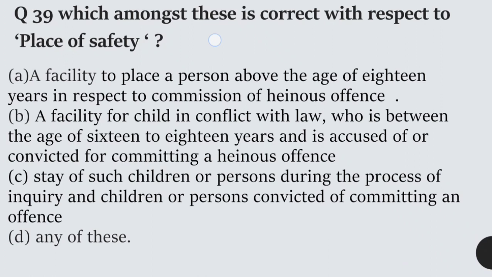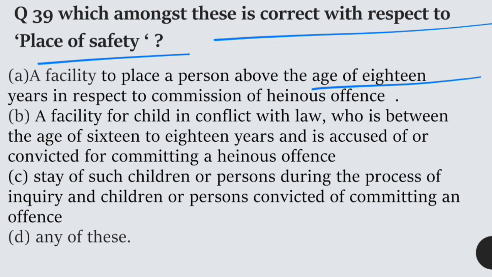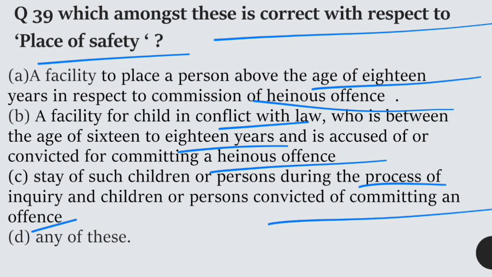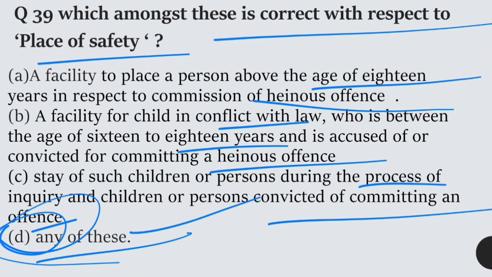Next question is, which amongst these is correct with respect to place of safety? A says a facility for a person above the age of 18 years in respect of commission of a heinous offence. B says a facility for a child in conflict with law who is between the age of 16 to 18 years and is accused of or convicted for committing a heinous offence. C says stay of such children or persons during the process of inquiry, and children or persons convicted of committing an offence. And D says any of these. So the right option is D. Any of these can be the children or persons for which the place of safety can be used.